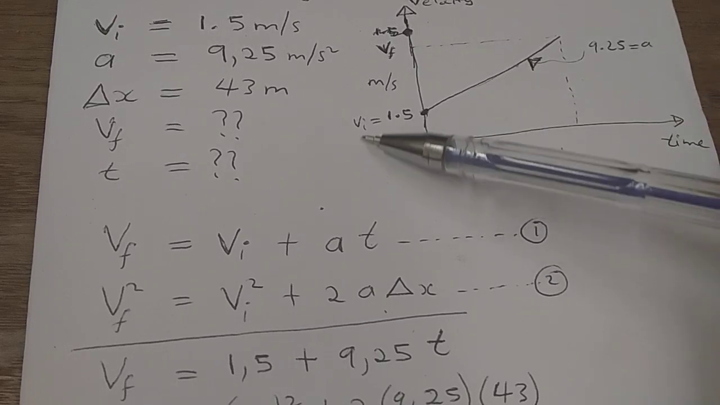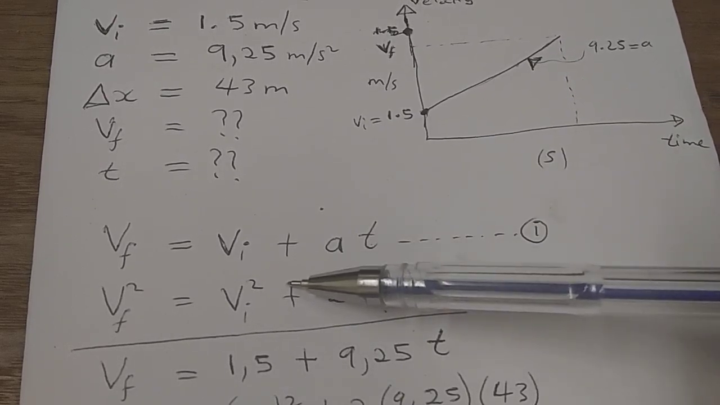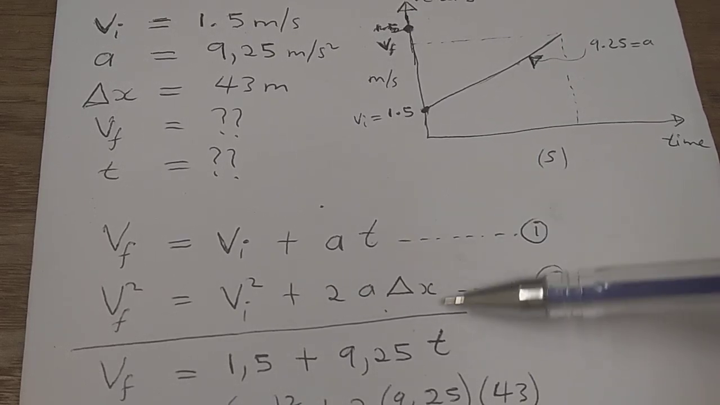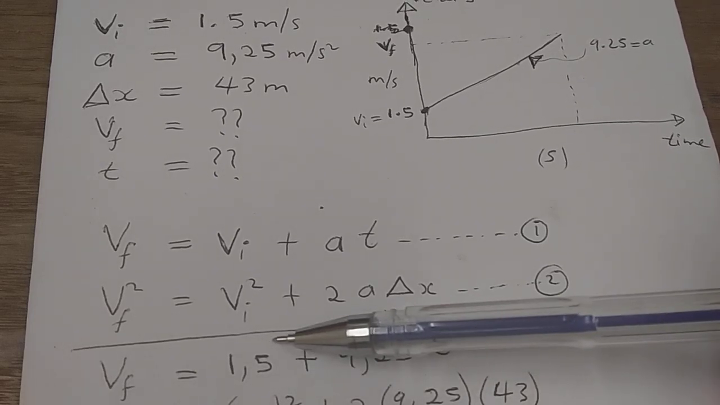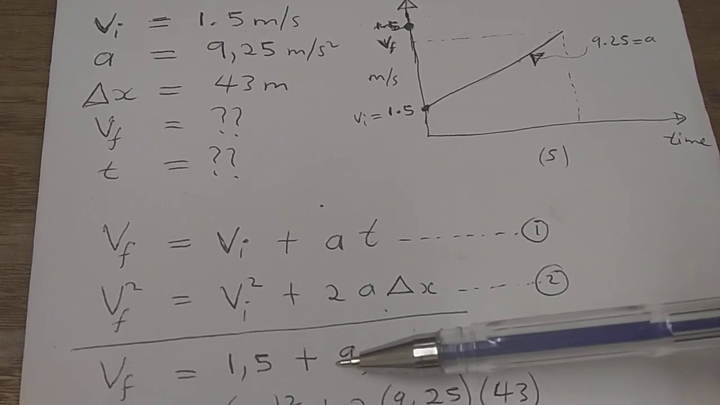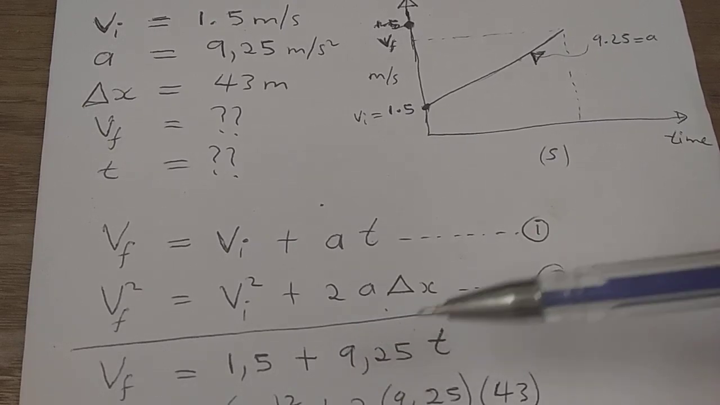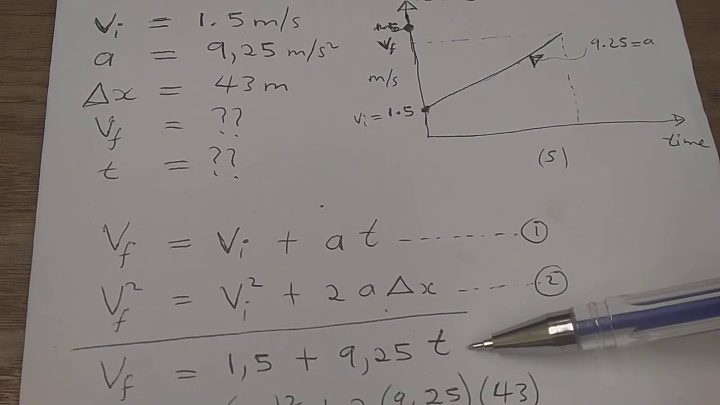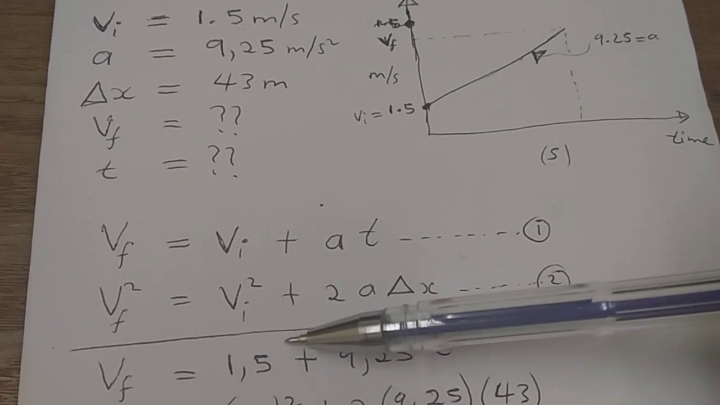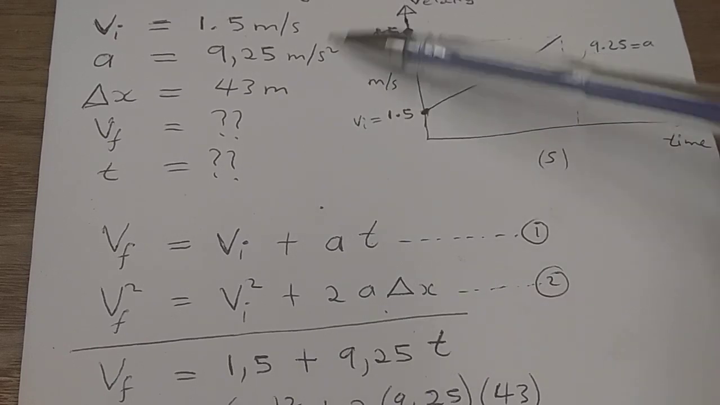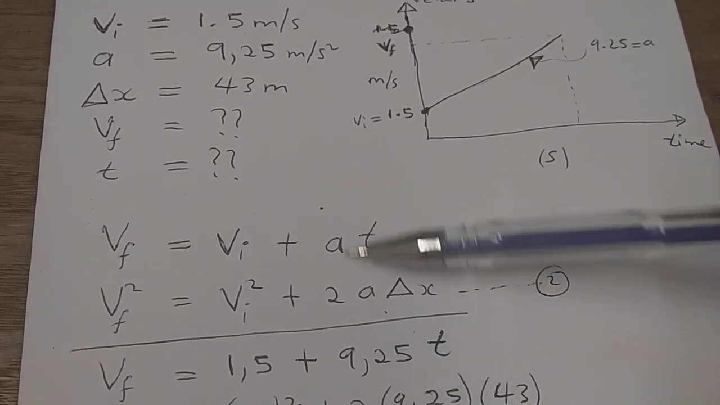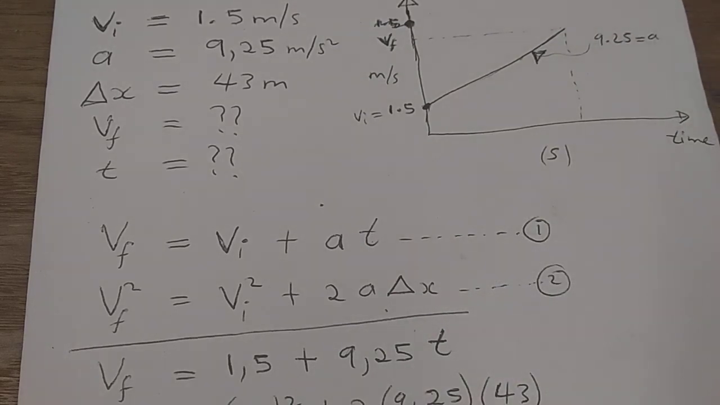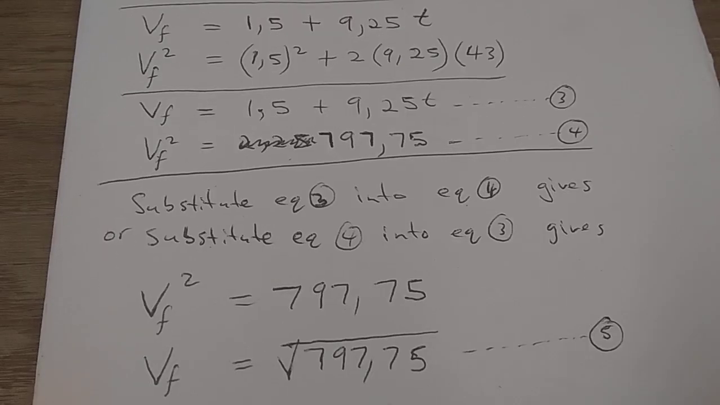We are going to use two equations of motion here. The first one is Vf equals Vi plus at. The second one is Vf squared equals Vi squared plus 2a change in x. These are the two equations we are going to use. Solving the first one, we substitute the value of V initial, which is 1.5, and the acceleration we are given is 9.25, times t. This is how we'll be operating this problem.